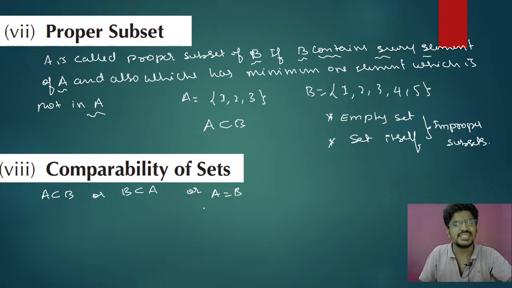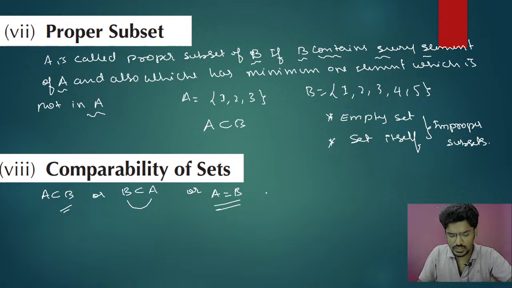So if the sets are present like this, we say we can compare them. We can compare A and B as A is a subset of B. If B is a subset of A, we can compare them. If A is equal to B, we can compare them. They are equal or not.